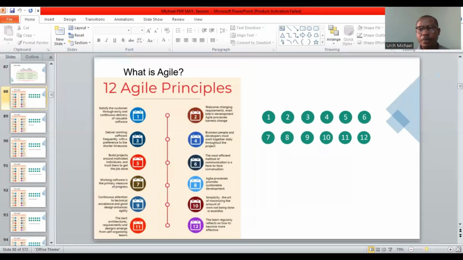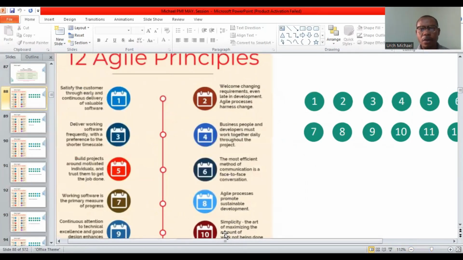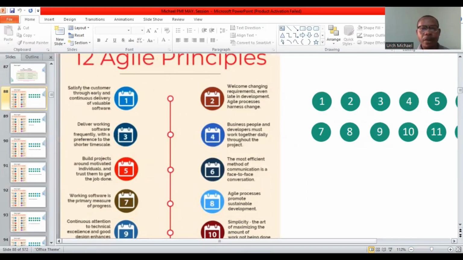I want to see how I can increase it a little bit so that you can actually look at it with me. Now, the first one says you have to satisfy the customer through early and continuous delivery of valuable software. You have to satisfy your customer through early and continuous delivery of valuable software.